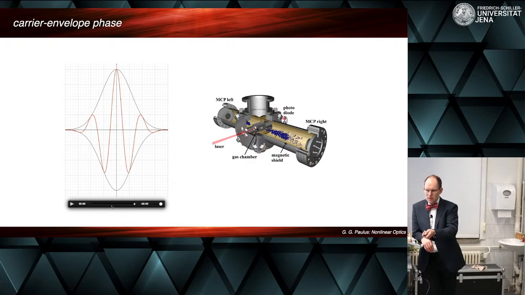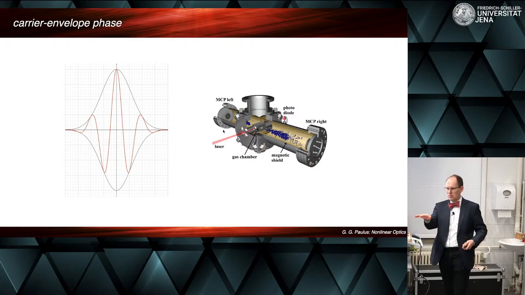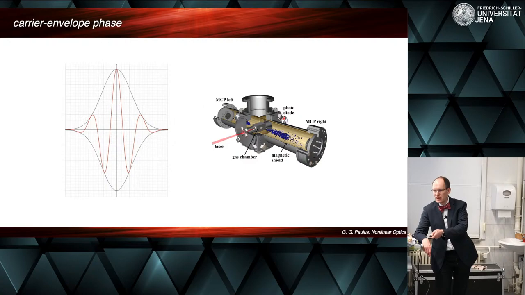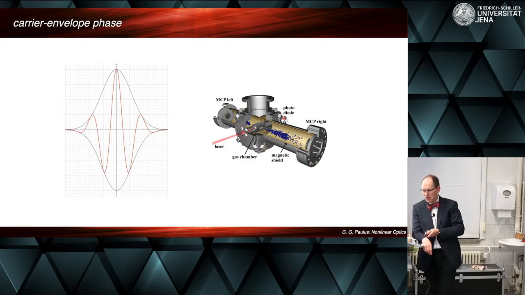And what we built in order to measure this phase is a simple apparatus. It's a vacuum apparatus with two electron detectors. And polarization is here in horizontal direction. And then depending on the phase, more electrons go in one direction than in the other direction. Actually, it's more complicated. We actually look at also the time of flight, because there are characteristic effects that can be exploited to this end.